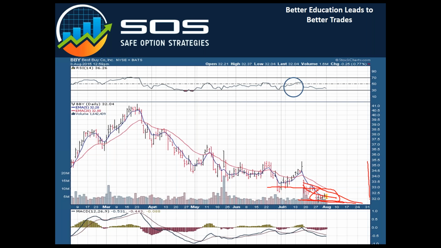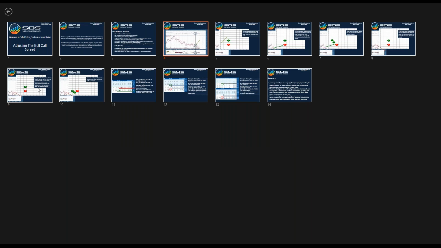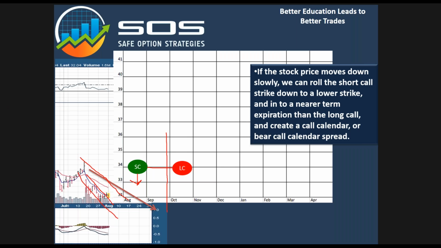So I may not want to roll right straight down to a bear call where the stock could potentially stay at or above the strike price. I might want to come into a nearer term expiration down to a lower strike price, but still give myself some room between where the stock is trading and the strike price of my new short option, because that makes future adjustments easier.